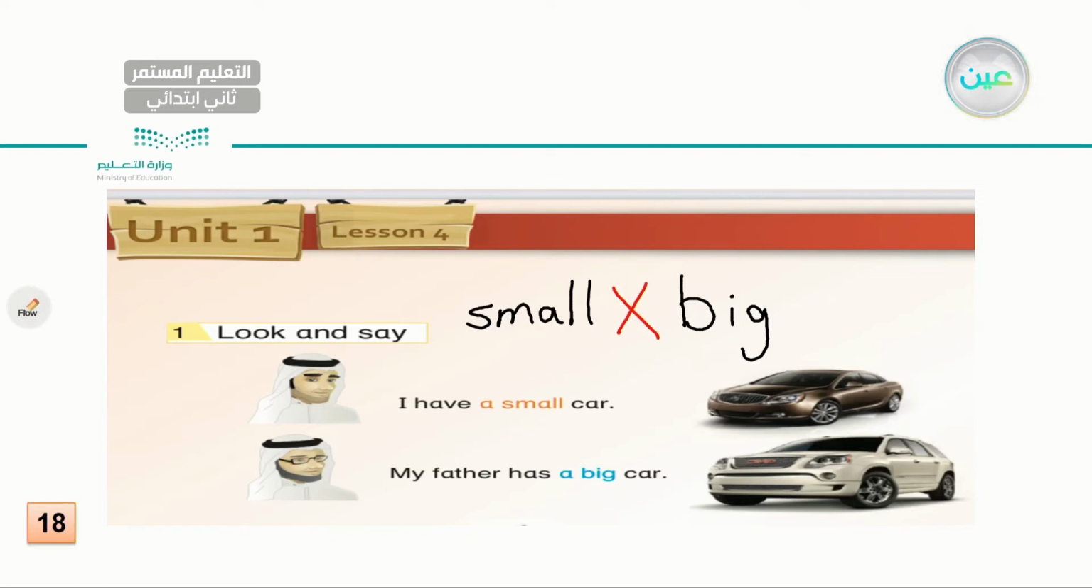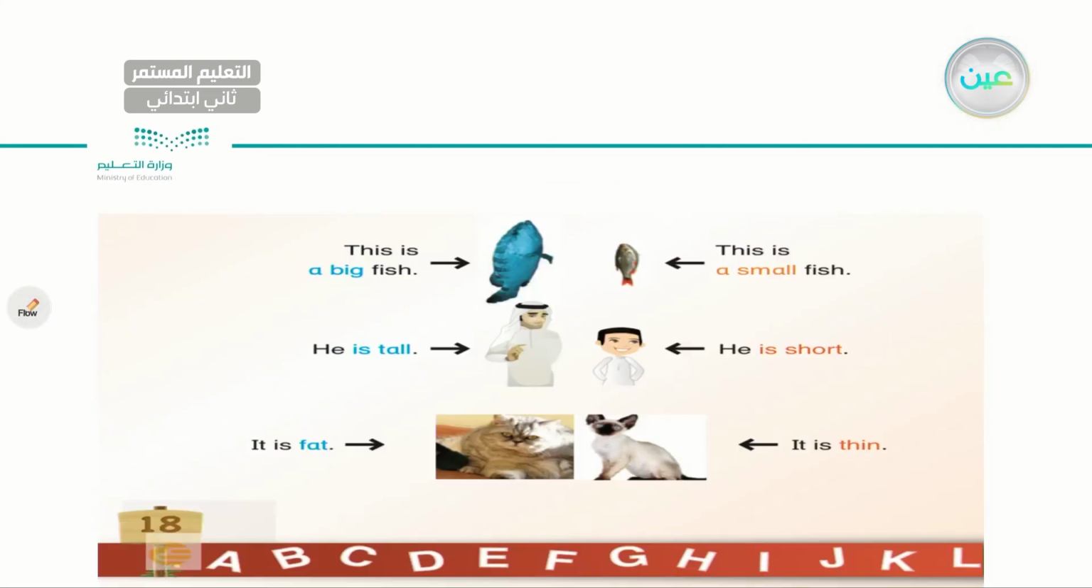Let's read one more time. I have a small car. My father has a big car. Let's go to the next one. Now let's move to the lower part of page 18. Now, I have 2 fish, right? This is a big fish. Big.